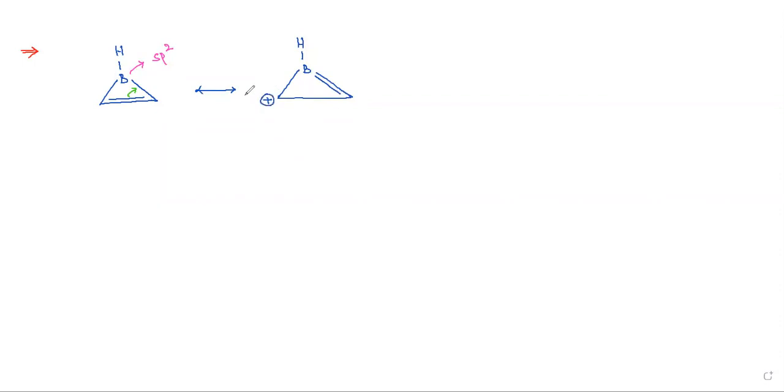Now, it is this. But at the same time, boron gets a negative charge. Okay. Now, this is aromatic. It has got 2 pi electrons. Okay. Next.